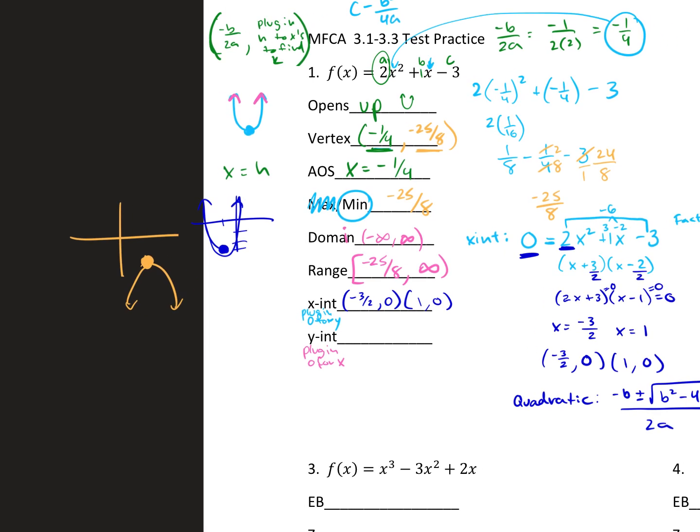For our y-intercept, we plug in 0 for x. So we have y is equal to 2 times 0 squared plus 0 minus 3. So what does y equal? Negative 1. No, never mind. Negative 3. Negative 3. So how would I write that as a point? 0, negative 3. Awesome. We plugged in 0 for x, so our point is 0, comma, negative 3.